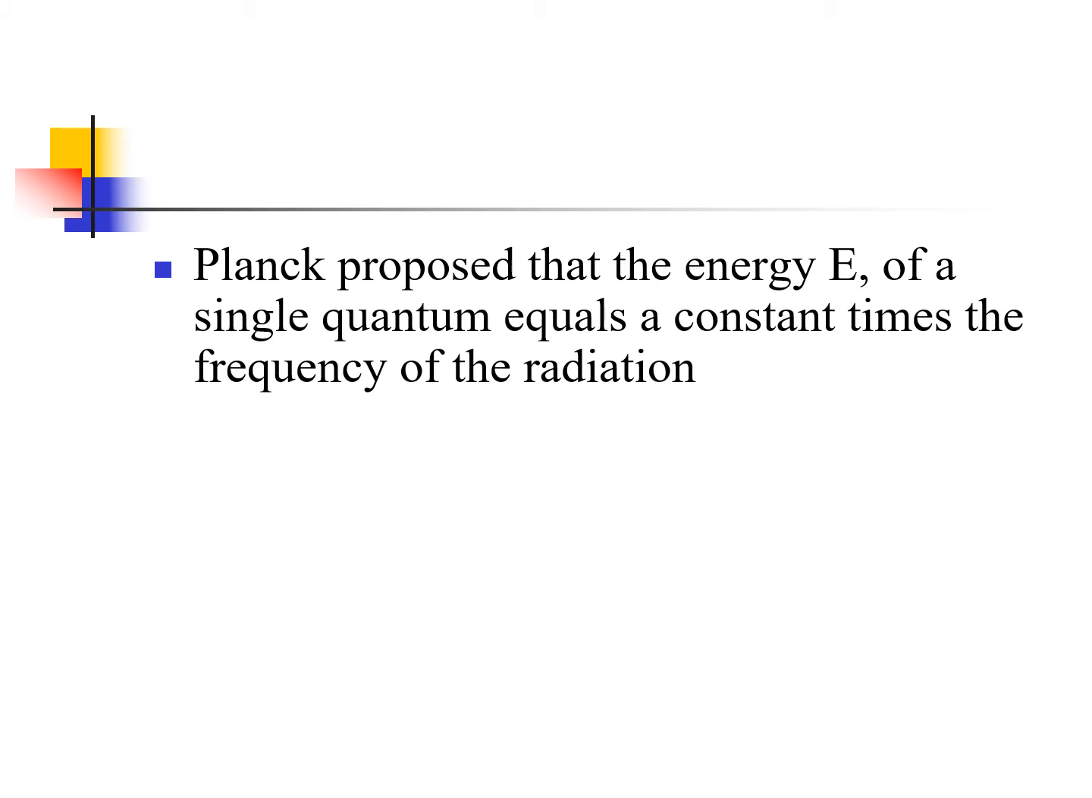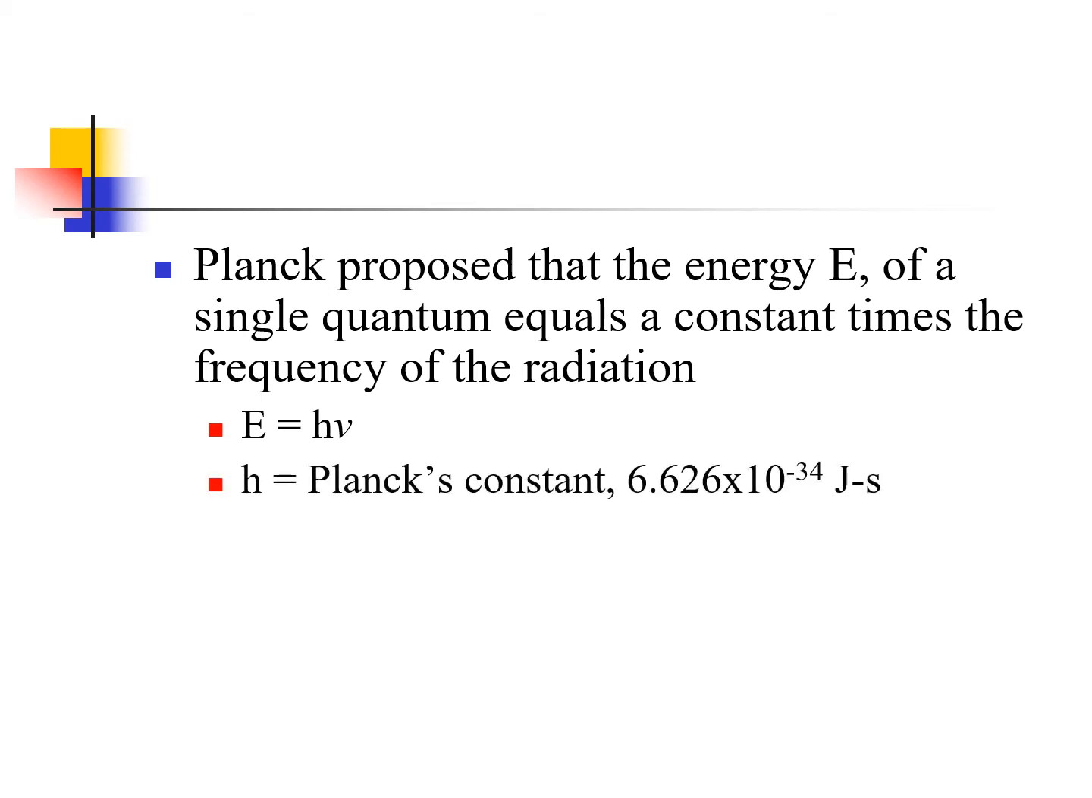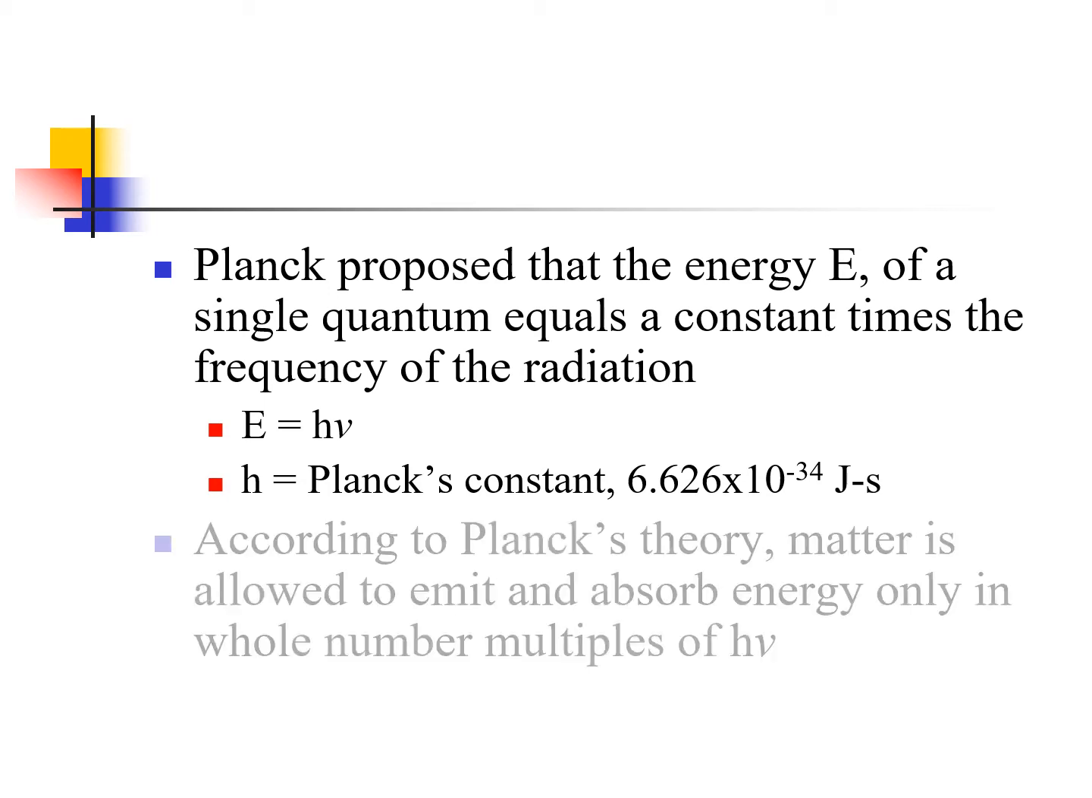Now, what Planck then did is he proposed that the energy of a single quantum is going to be equal to some constant times its frequency, or E equals h nu. Energy equals some constant times the frequency. H, because Planck proposed this, it's called Planck's constant, and there's the value there.